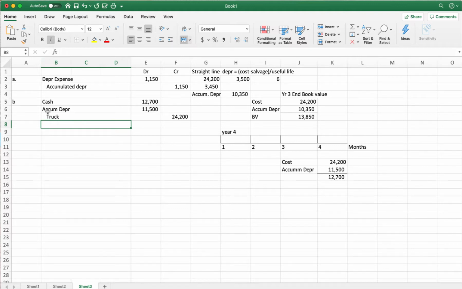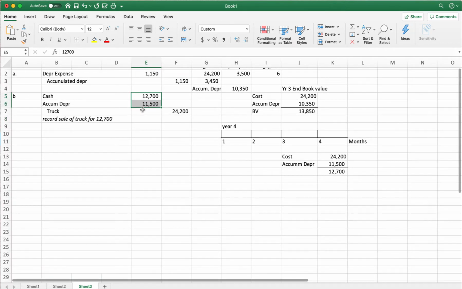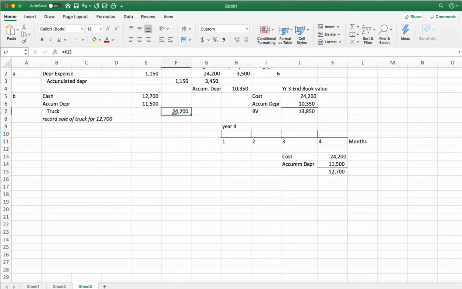What did I do here? Well, I sold the truck, right? So record sale of truck for, how much did I get for it? $12,700. Okay. Now I want to make sure that debits and credits equal. They do. Because if I add up $12,700 and $11,500, that gives me the $24,200, right? These two added up equal $24,200. And my credit is $24,200. Debits and credits match. I'm good.